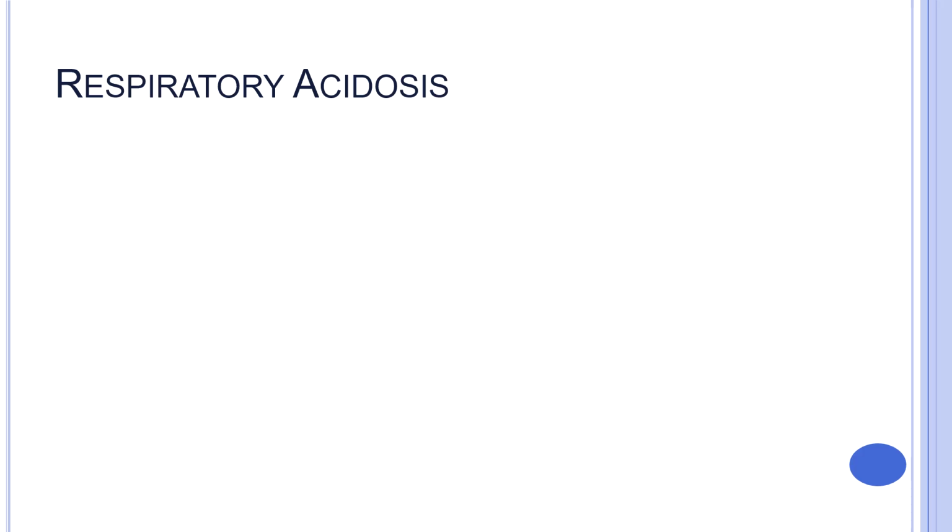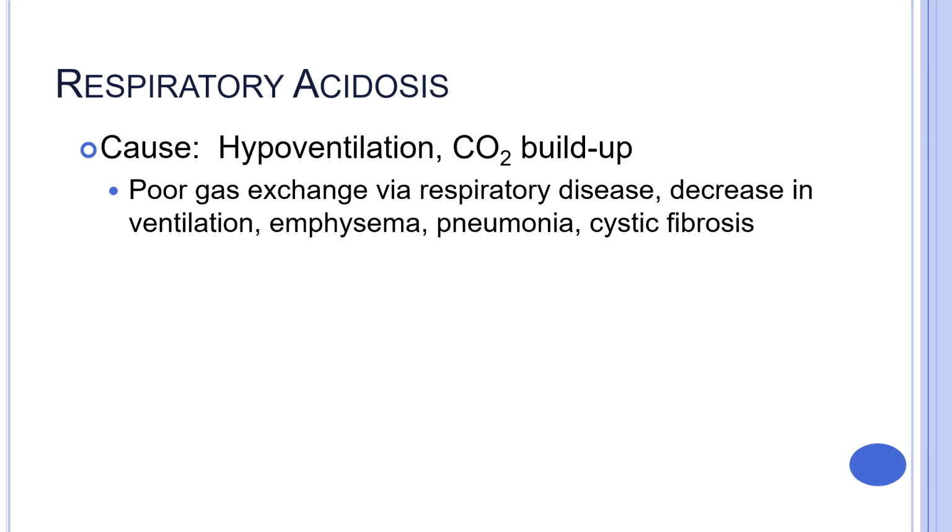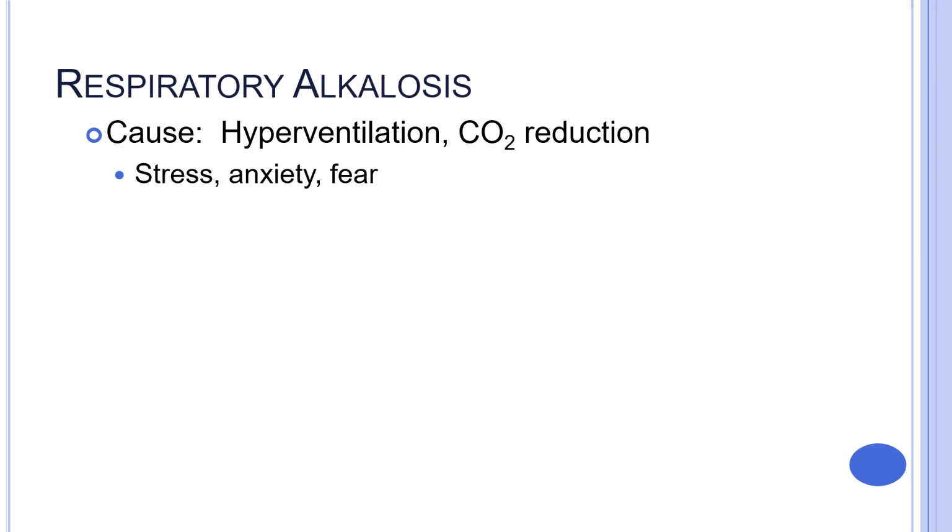So respiratory acidosis is caused by hypoventilation. So you're breathing very slowly, and your carbon dioxide is building up. You're going to have poor gas exchange via respiratory disease, a decrease in ventilation. So this could be emphysema, pneumonia, or cystic fibrosis. Respiratory alkalosis is caused by hyperventilation, and you have a CO2 reduction. So things that cause this are stress, anxiety, or fear.